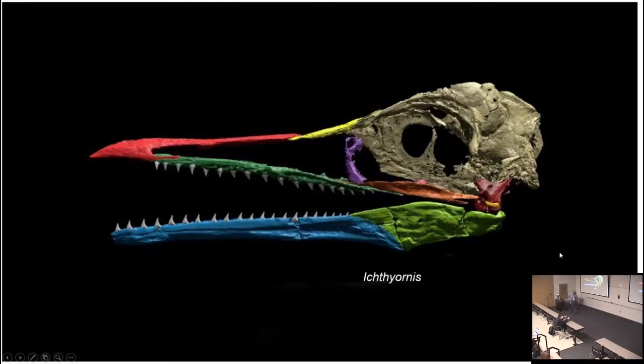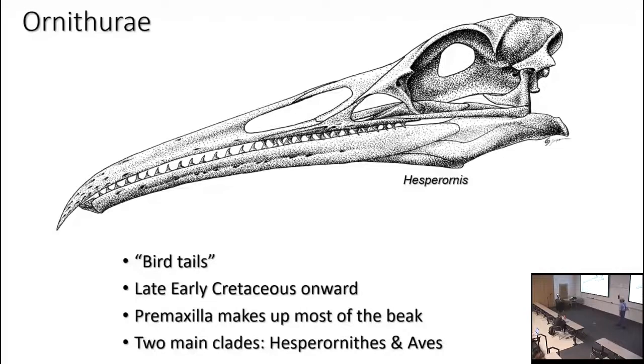When we come back on Friday, we will wrap up the two remaining final branches of Avialae within a group called Ornithurae, and then we'll take a look at bird flight and its origin.